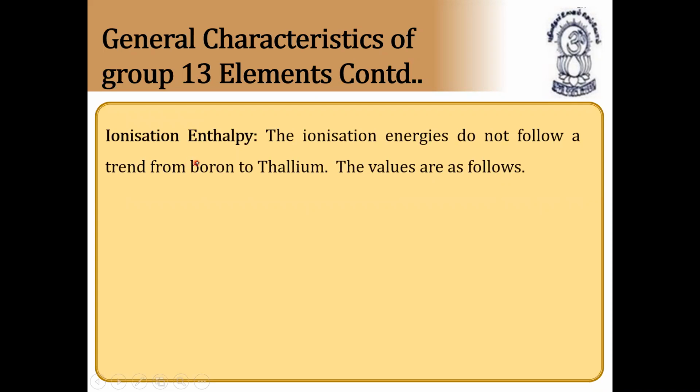Next continuation: ionization enthalpy. Very, very important. The ionization enthalpy of group 13 elements is lower than that of corresponding group 2 elements. This we already know because in group 2 we have a completely stable configuration. So the ionization energies do not follow a trend from boron to thallium. Let us see the values.